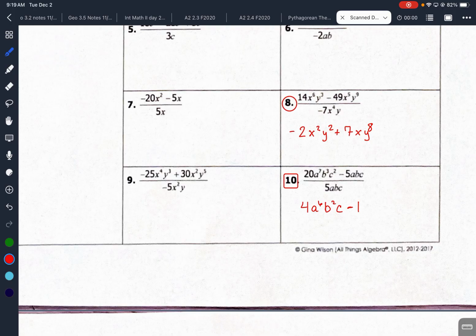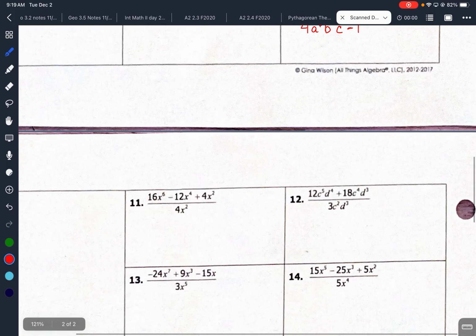Okay, did you get 4a to the 6 b to the second c? Minus 1. Why is it minus 1? Because it was negative. But why is it 1? Because 5abc divided by negative 5abc is exactly the same thing. When they're exactly the same, it reduces to 1, just like any other fraction, right? Okay, so let's look at the back.